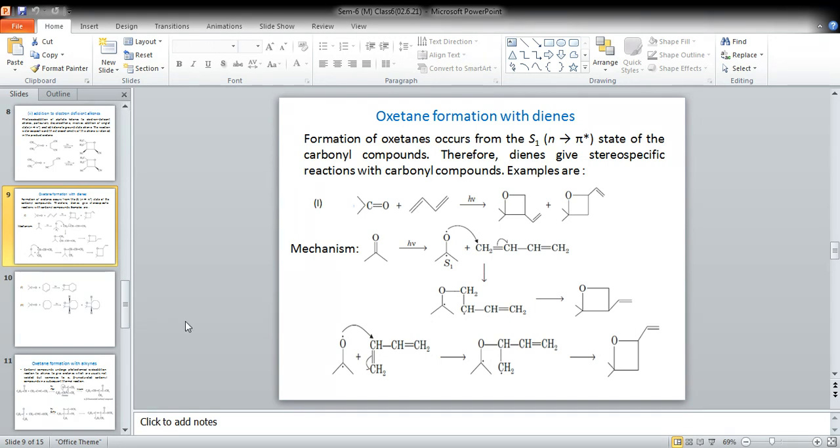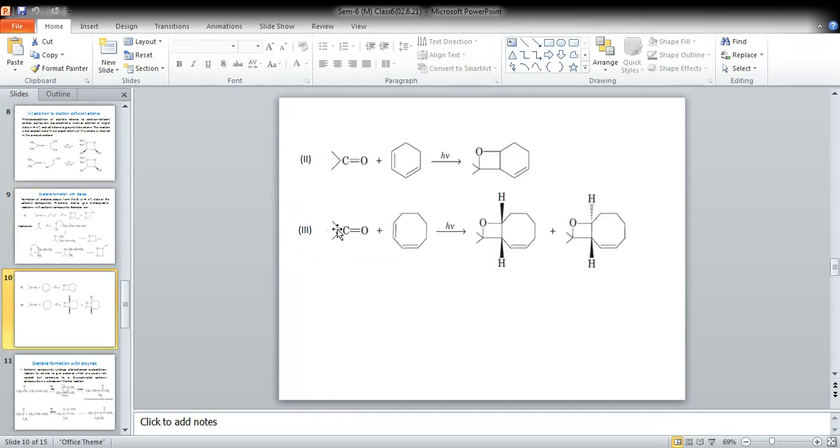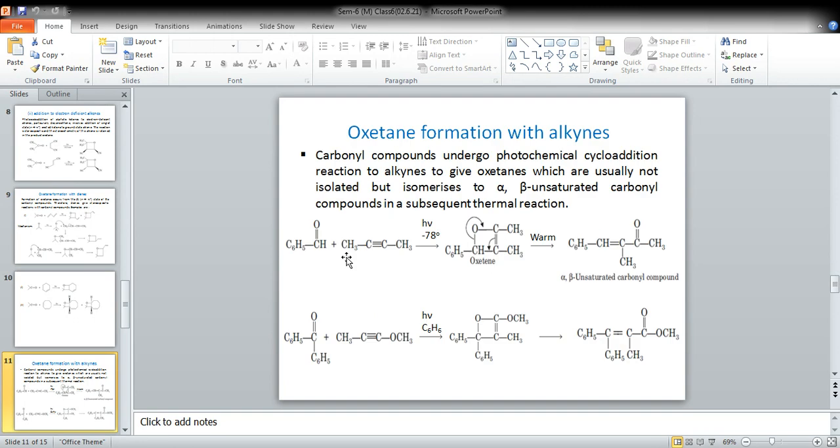Similarly, the oxetane formation with dienes gives these two. Here, this carbonyl compound with this particular six-member diene gives this particular oxetane. Similarly, this carbonyl compound reacts with this particular 8-member diene under photochemical condition and gives cis and trans products. So this is the oxetane formation with dienes. Carbonyl compounds react with dienes to give us oxetanes.